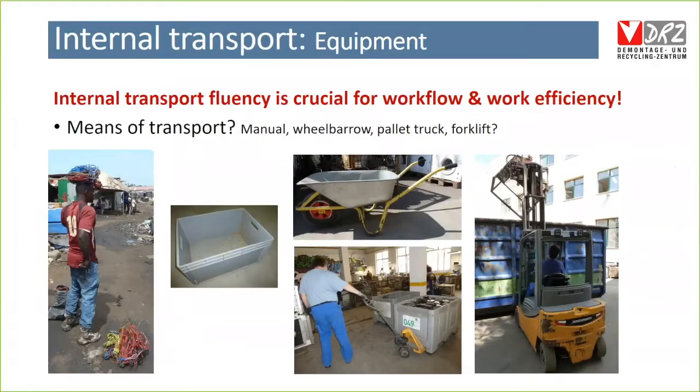Now, to go from one of these points to the other, between those storage spaces, you need internal transport and you need equipment for that. You might be carrying things, as you see on the left side, by hand or on your head. You might use smaller containers that can be carried by one person or two people with these handles. You might have a wheelbarrow or a pallet truck or a forklift. So depending on how you're equipped technically, you have to think about how the transport will flow.